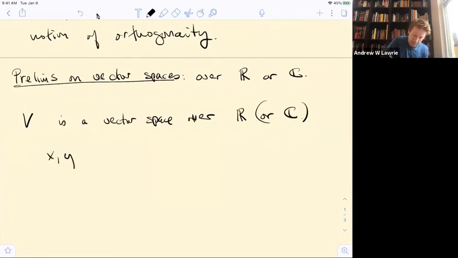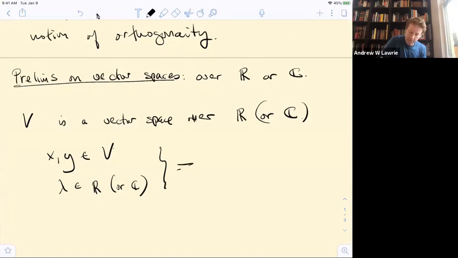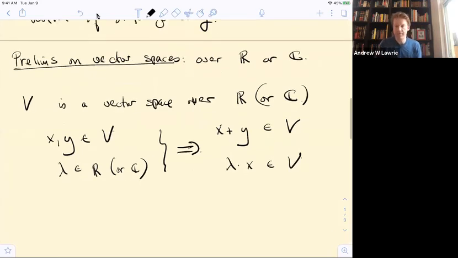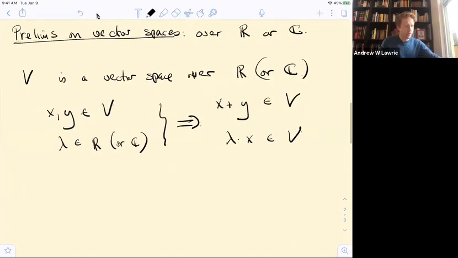if for every x and y in V, and lambda, say a complex number or a real number, these imply that x plus y is in V, and lambda times x is in V. So the space is closed under addition and multiplication by scalars, and these two operations follow the usual laws of arithmetic. Okay, so that's the vector space.